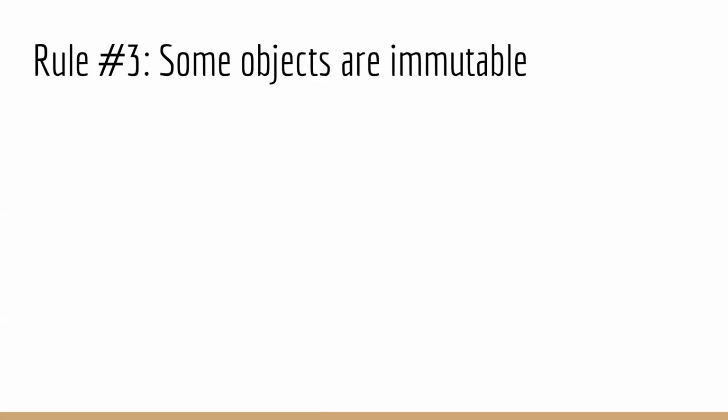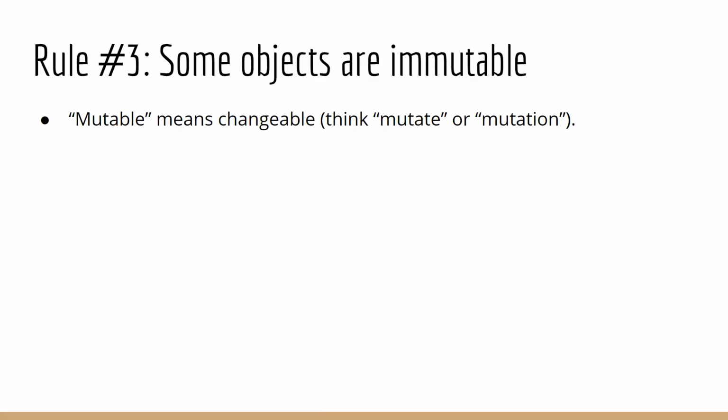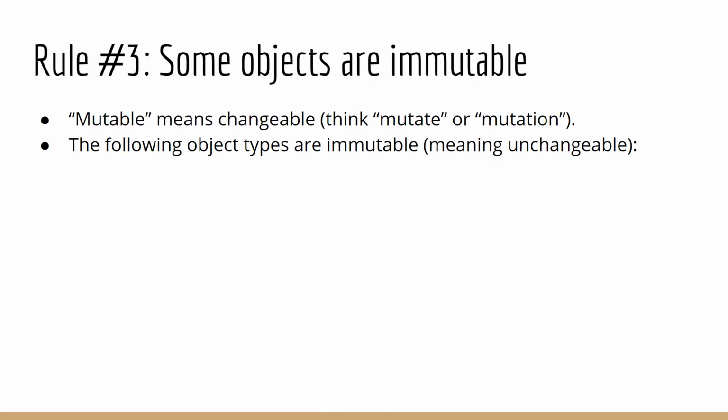Okay, rule number 3, some objects are immutable. What the heck does that mean? Mutable means changeable. Think of mutate or mutations. The following object types are immutable, meaning you can't change them once they're created. Integers, floats, strings, and tuples. You haven't used tuples. They're basically like arrays that you can't change.